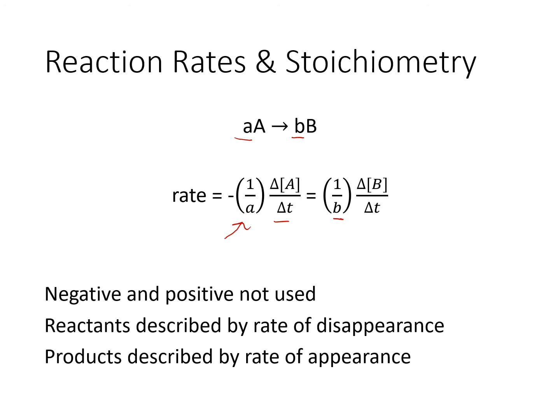Usually we don't use our negatives and positives. We just describe it as rate of disappearance for a reactant or rate of appearance for a product.